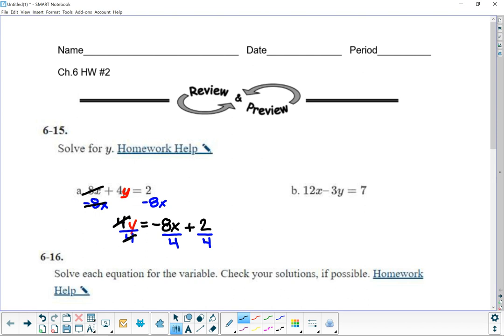These will cancel, and I will finally have my answer of y equals. And then I need to figure out negative 8 right here. Negative 8 divided by 4 makes negative 2. Don't forget your x. And I got to figure this out as well. Positive 2 divided by 4.